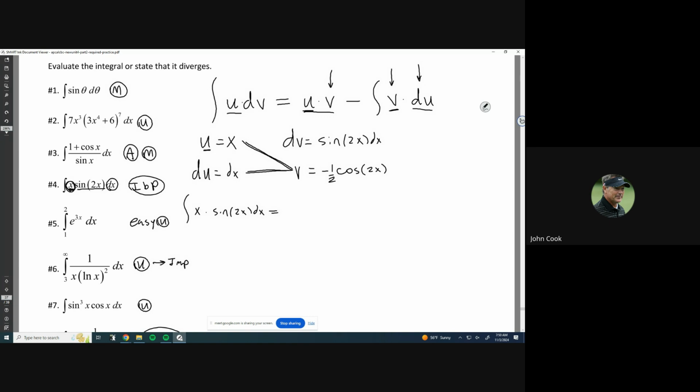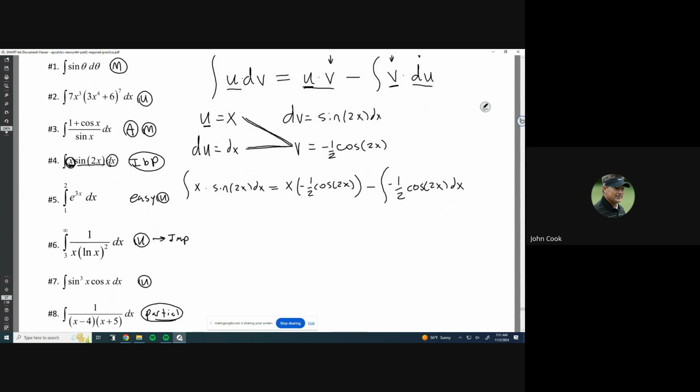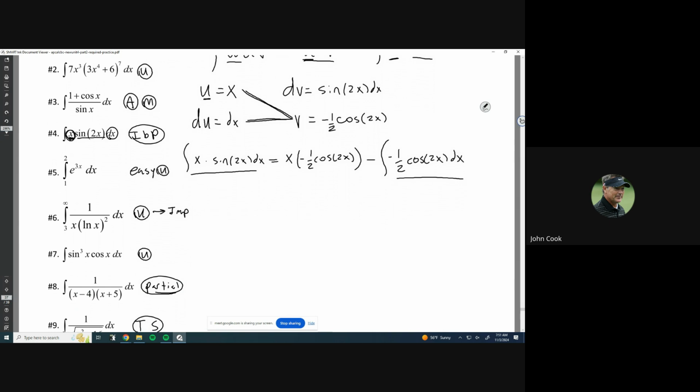So anyways, I do u times v, so that's going to be x times the other stuff, negative 1/2 cosine of 2x, and then minus v du. So v du is going to be v, negative 1/2 cosine of 2x dx. So the idea with integration by parts is that it takes a complicated integral and makes it into a simpler integral. And if it's simpler or about the same, you've done a good job. You've kind of helped yourself out in the long run.